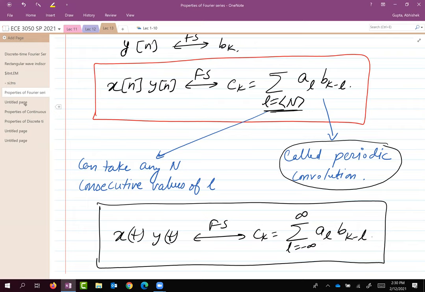Any question on this? The derivation is identical to the one for continuous time, so I'm skipping the derivation. You can just follow the steps of the continuous time signal and you'll recognize that you only have to take any capital N consecutive values of l for conducting this convolution.